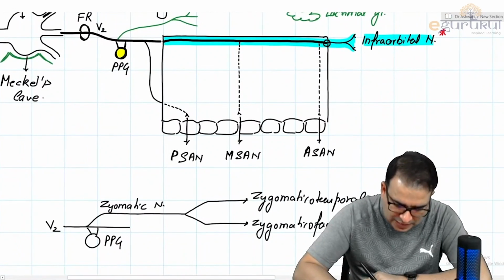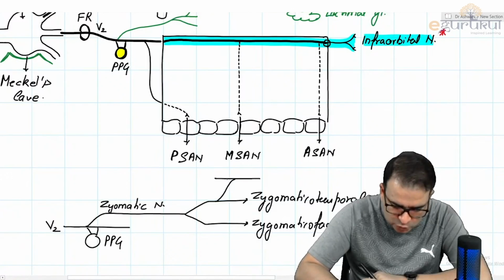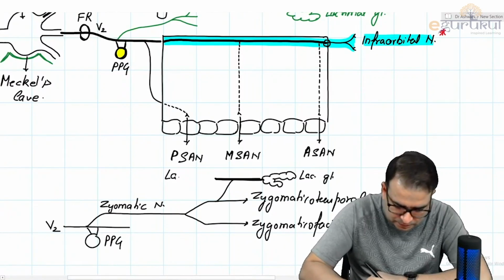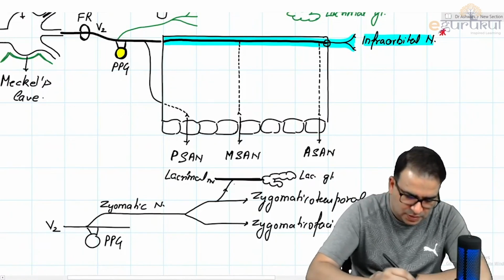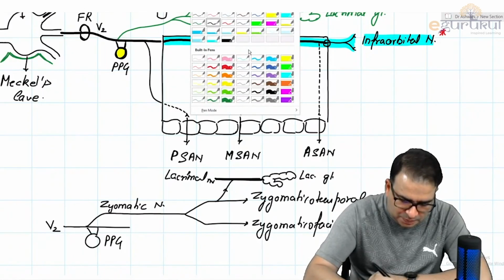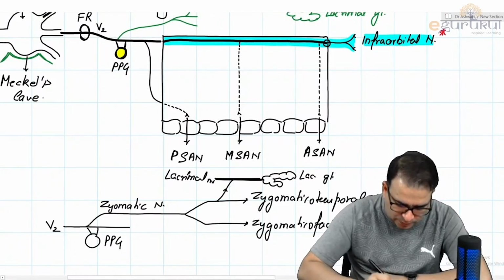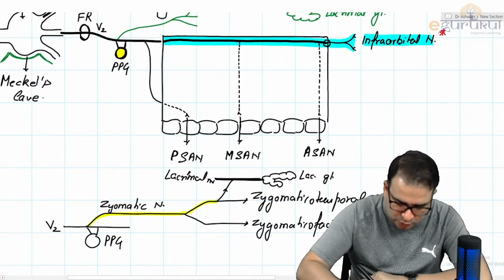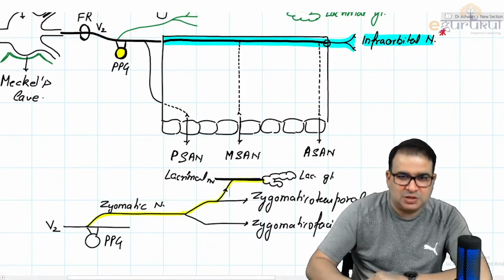And then finally we said a branch from the zygomaticotemporal is going to join the lacrimal nerve to supply the lacrimal gland. That is the lacrimal nerve, and this is the connecting branch here. So basically our purpose here is to see how the post-ganglionic fibers will go. They will go through the zygomatic nerve, then the zygomaticotemporal nerve, then through this connecting branch, and then finally through the lacrimal nerve to reach the lacrimal gland.